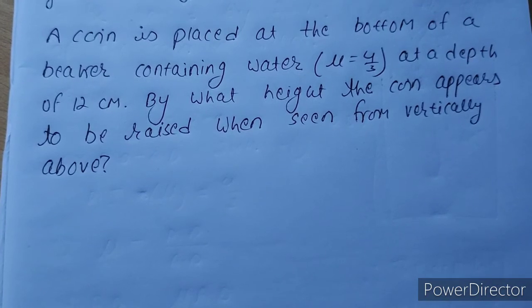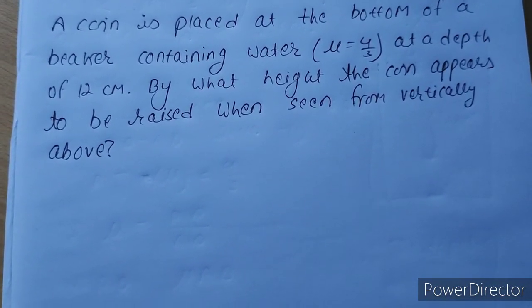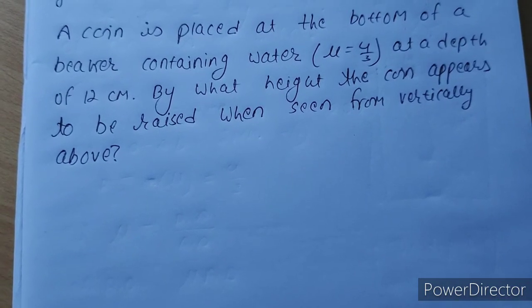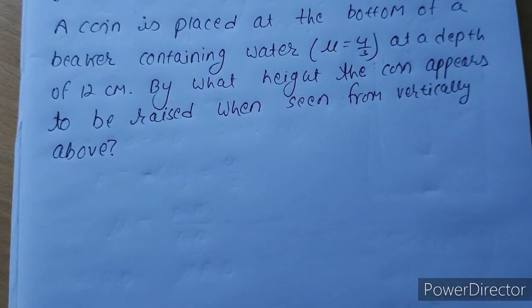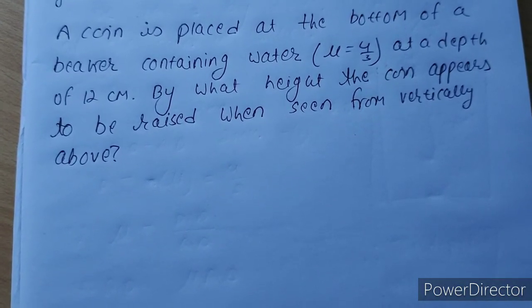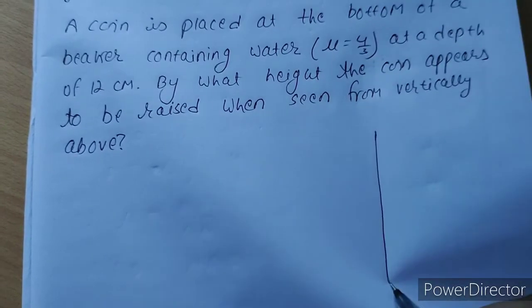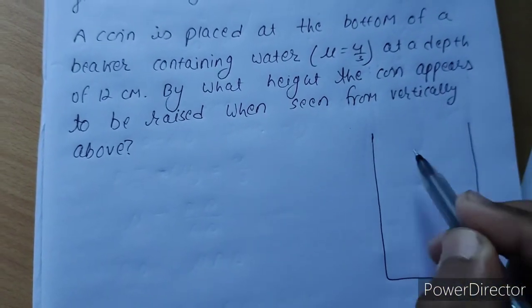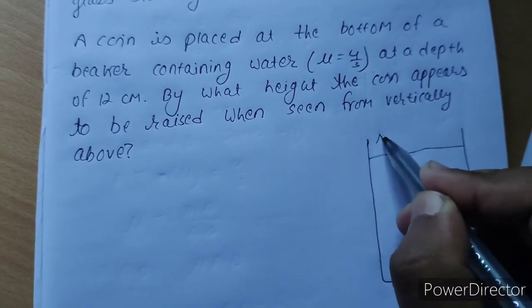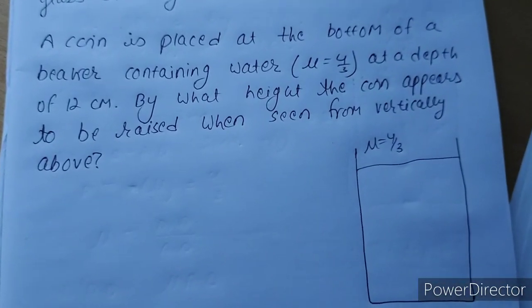A coin is placed at the bottom of a beaker containing water with refractive index 4/3 at a depth of 12 centimeter. By what height the coin appears to be raised when seen from vertically above? Again same thing, there is a beaker containing water with refractive index 4/3.